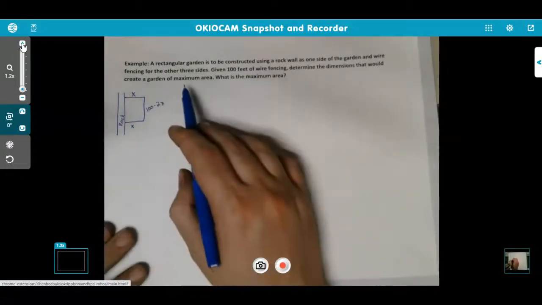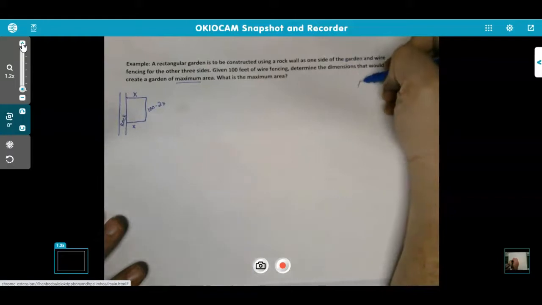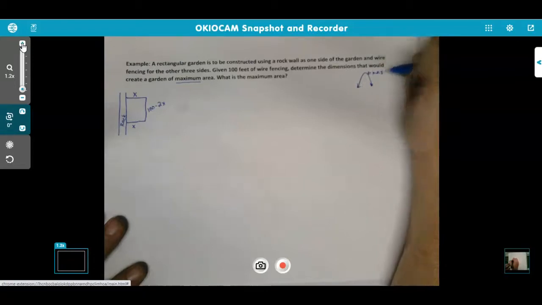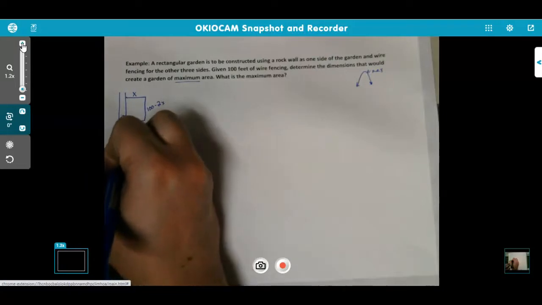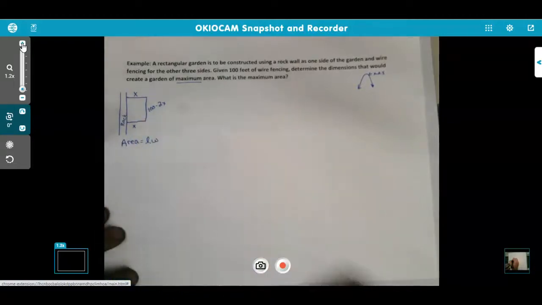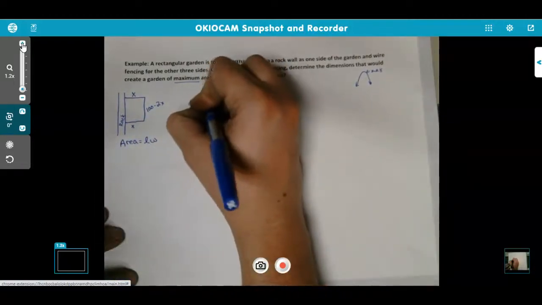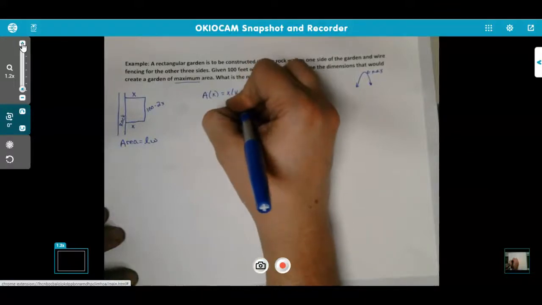Now what it asks for is the maximum. As we have seen, the maximum is where I switch from increasing to decreasing. That's where the maximum is, right here. So I want an equation for the area, and then I want to find the critical points and know which one of those points would give me the maximum. First, I know the area of a rectangle is equal to the length times the width. In this case, the area is equal to, I can let the length be this x, and so the width would be 100 minus 2x.